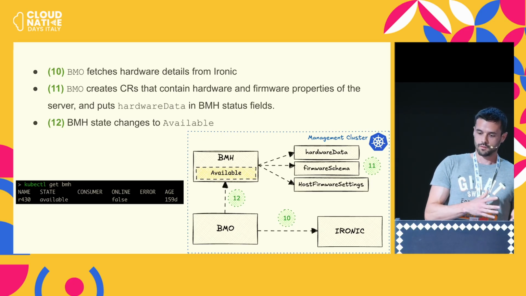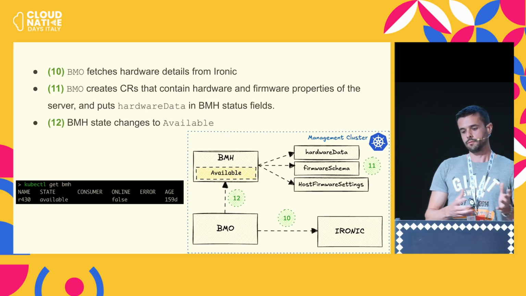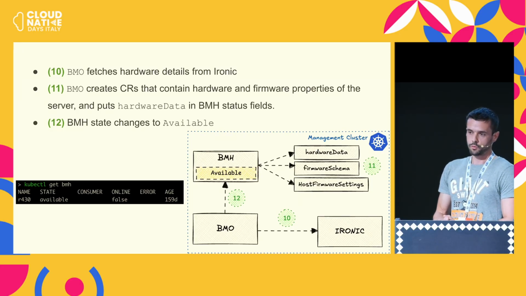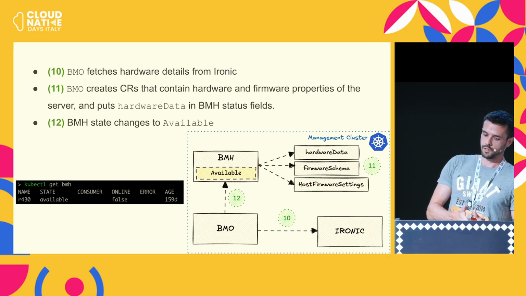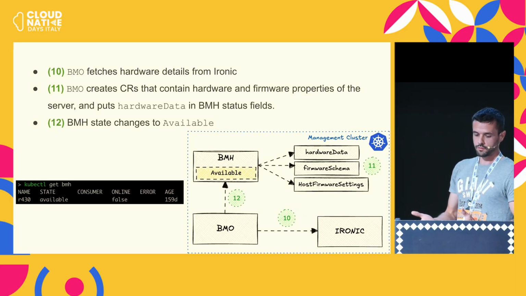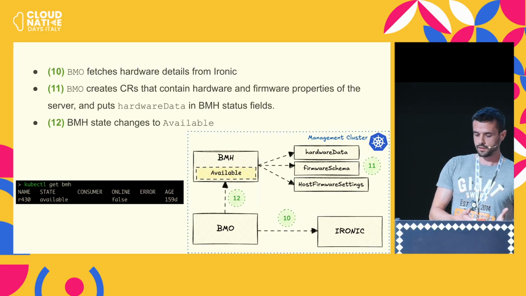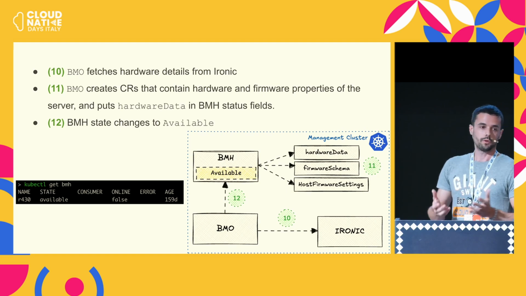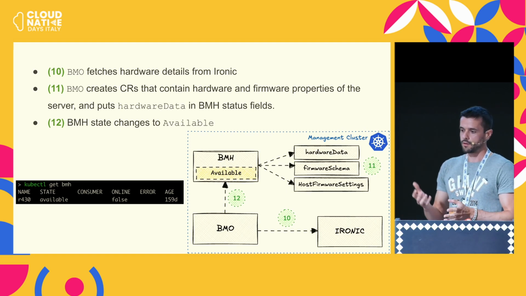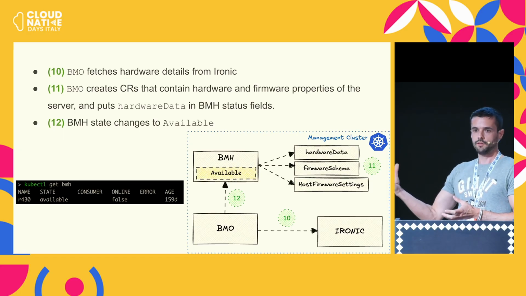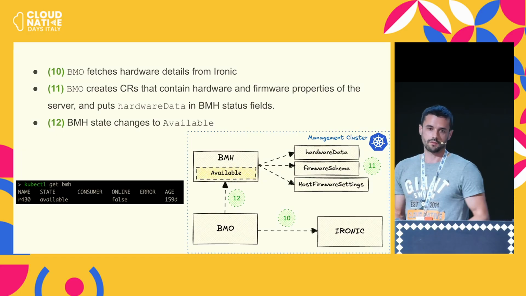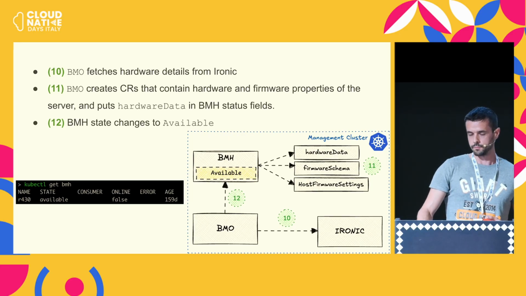Once it is grabbed by bare metal operator, it will be put into a hardware data custom resource, and that hardware data is also put in the status field of our bare metal host. So at this point now, we know what the server looks like. We are in the available state, and available state means that we have this machine that can be consumed. It's pretty much like a pre-created virtual machine or AWS instance. Here we have this host that can be used to create a Kubernetes node.